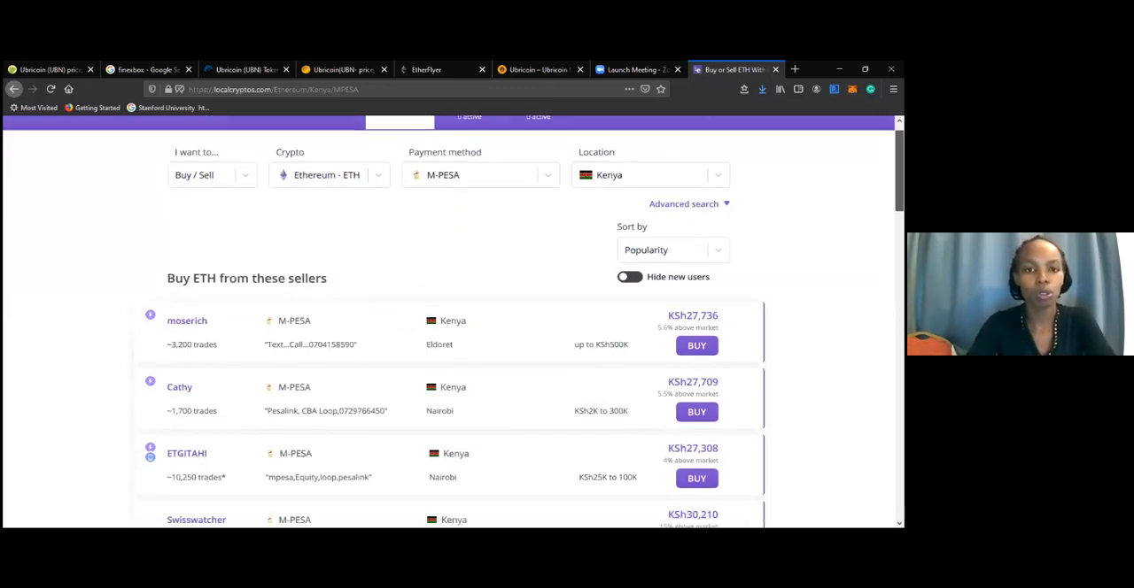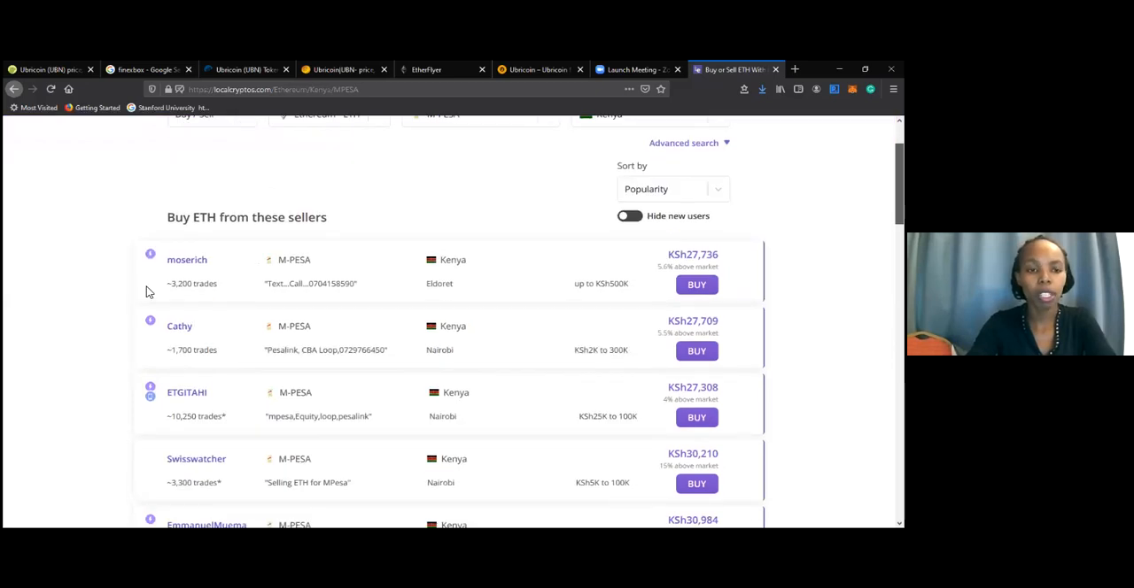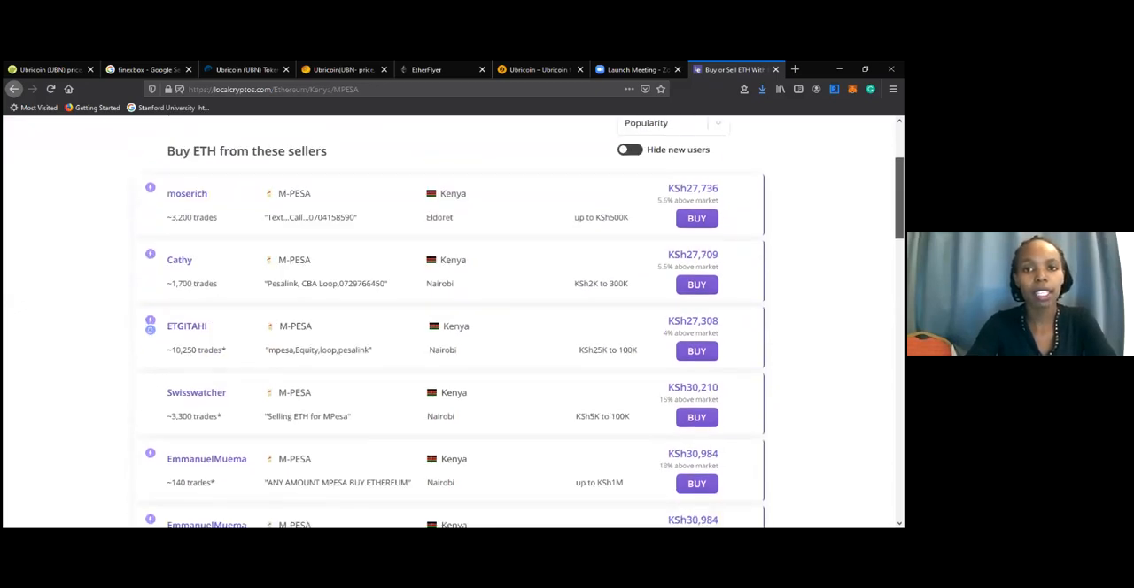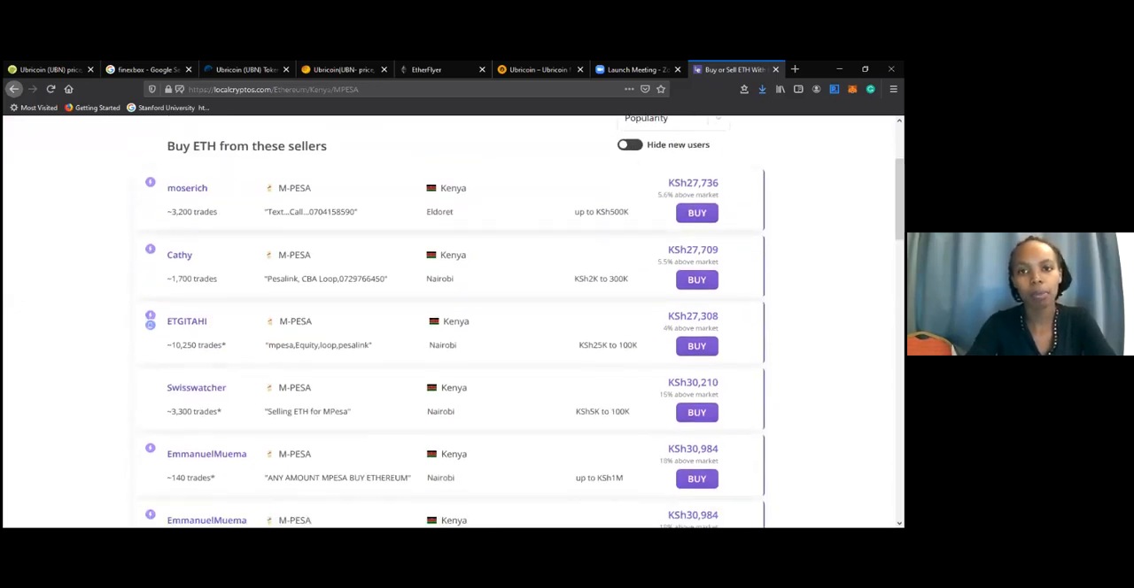So what you need to do is come to these people. These are sellers who are selling ETH, and they have different prices, and their prices are a little bit higher than the market price of ETH. You can see here we have 5.6% above market price. This is their choice; you can choose to sell your ETH at whatever price you want. And most of the time, those people who are selling at a very high price also have a high amount of ETH.